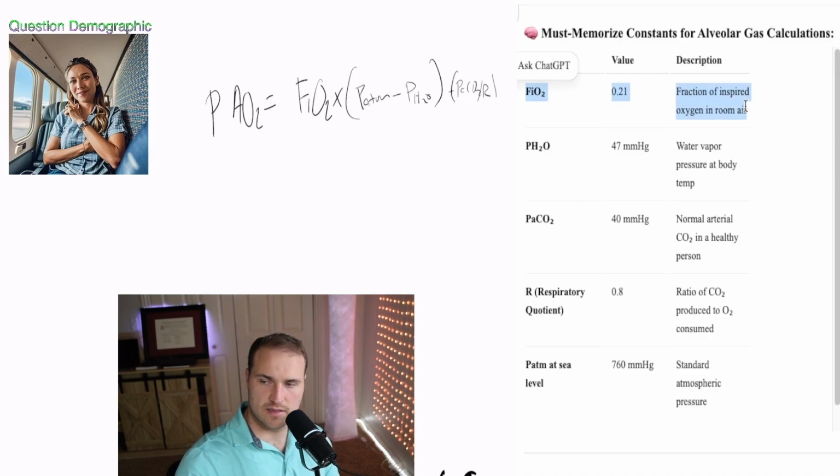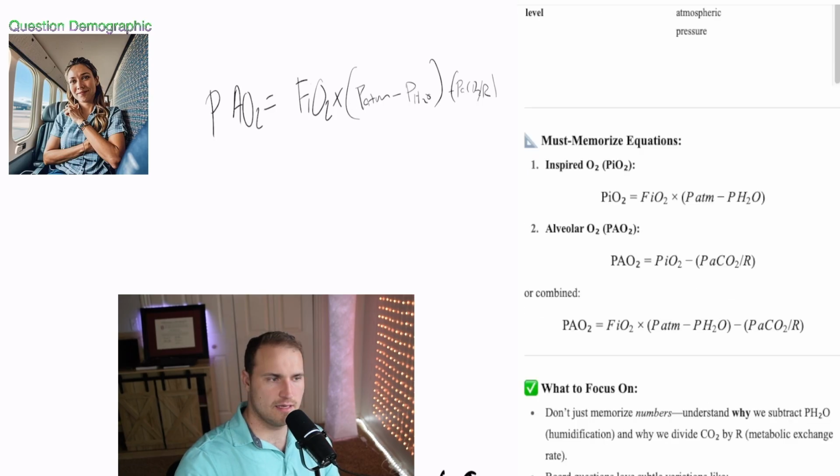Now, I hate this because it's a lot of just memorization, right? The big thing to know is that the fraction of inspired oxygen in room air is 0.21. You just have to know that. The water vapor pressure at body temperature is 47. That's what you need to know. If you know that, you're good to go. These two variables are worth memorizing. And with that, we'll see you soon for the rest of the video.